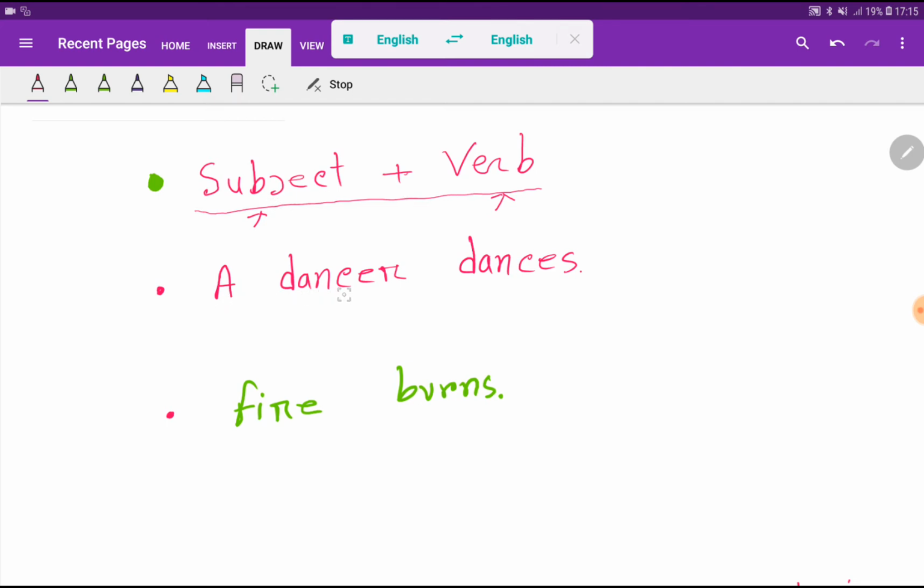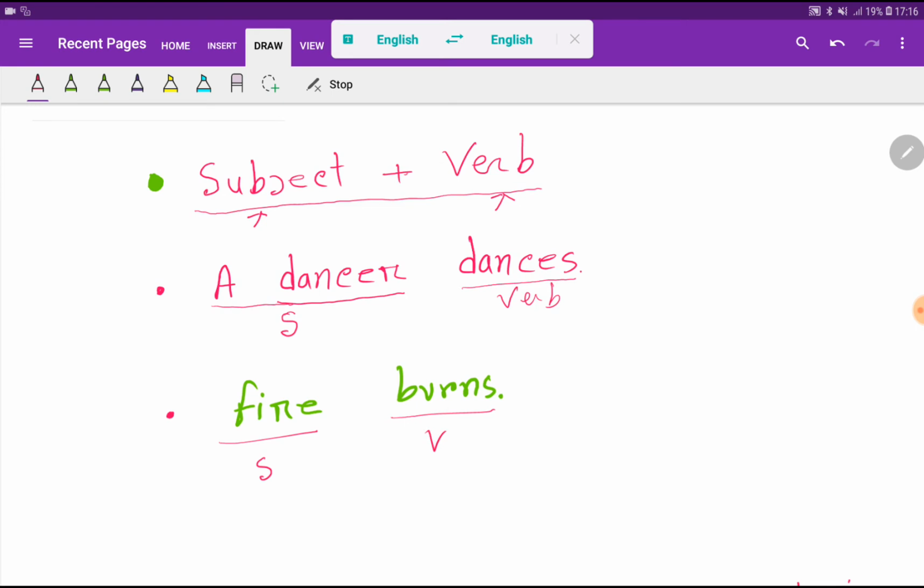Okay, a dancer dances. Don't focus on my pronunciation, right? Just focus on the structure of the English sentence. A dancer dances. Here look, dancer. A dancer is a subject. I can denote it by S, and this is the verb. Look, fire burns. Fire burns. This is the subject and this is the verb, right?